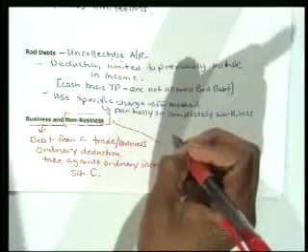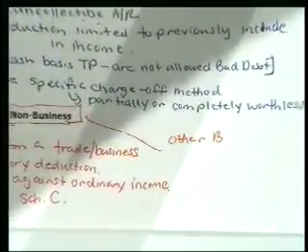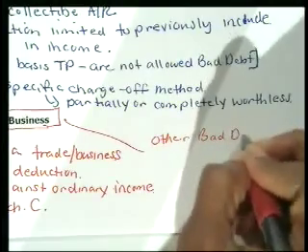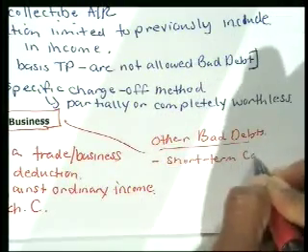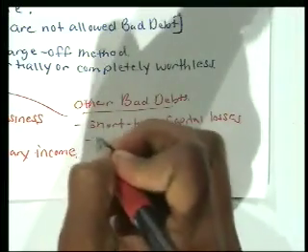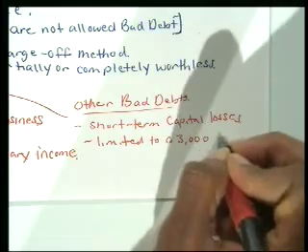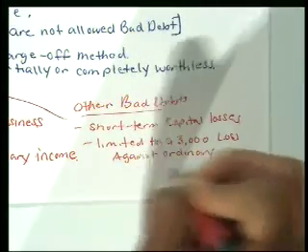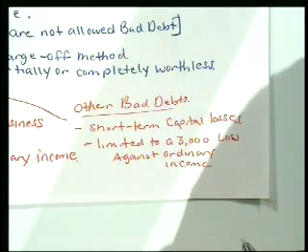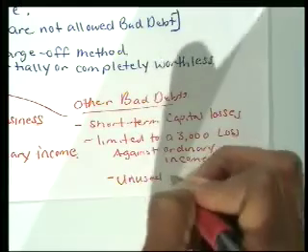And so basically these particular debts, all these other bad debts, let me blow that up so you can see that, are going to be considered short-term capital losses, and they're going to be limited to a $3,000 loss each year against ordinary income. So the most loss that I can take and offset my regular income is going to be $3,000. If I have more than that, any unused amount can be carried forward.